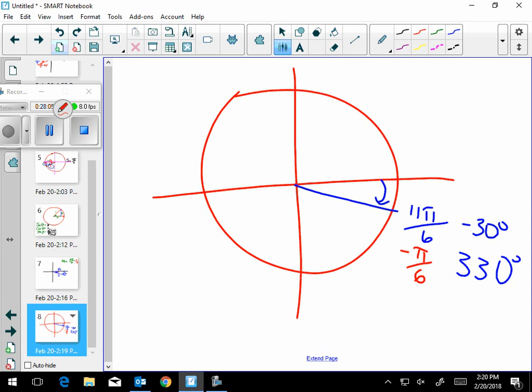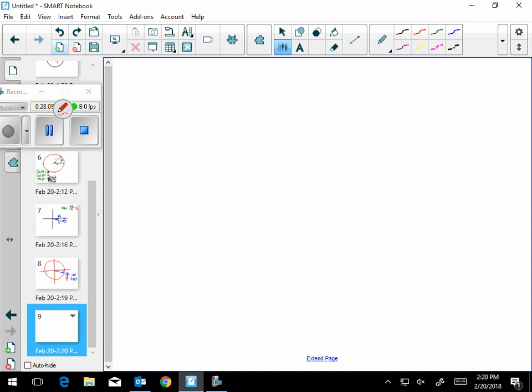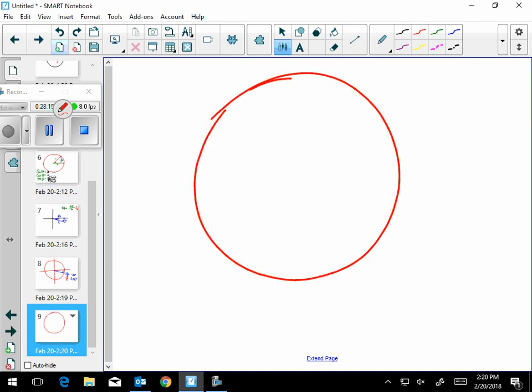Okay, let's do one more like that. Give me some things that are coterminal with 3 pi over 4. First, you might want to figure out where 3 pi over 4 is. And then find me a couple other ways to get to 3 pi over 4. I'm going to pause while we try that.